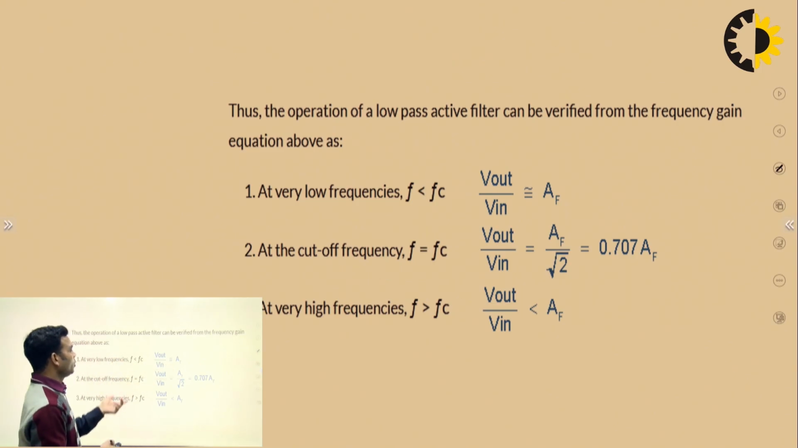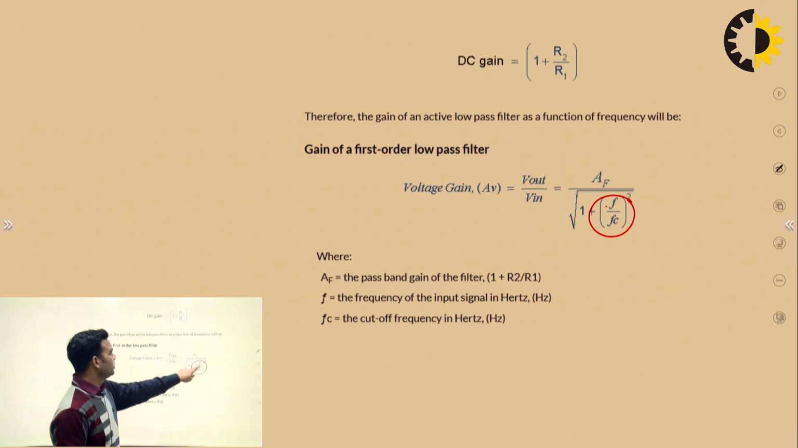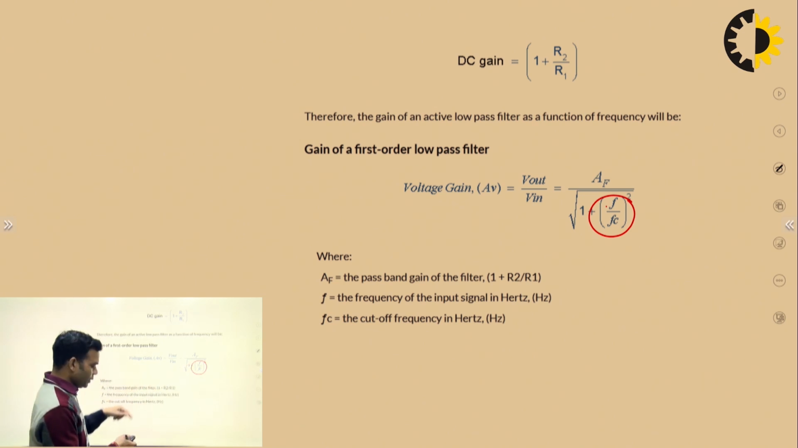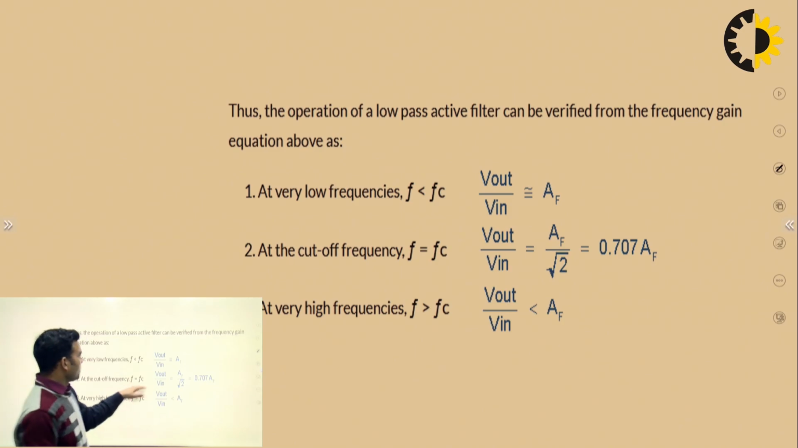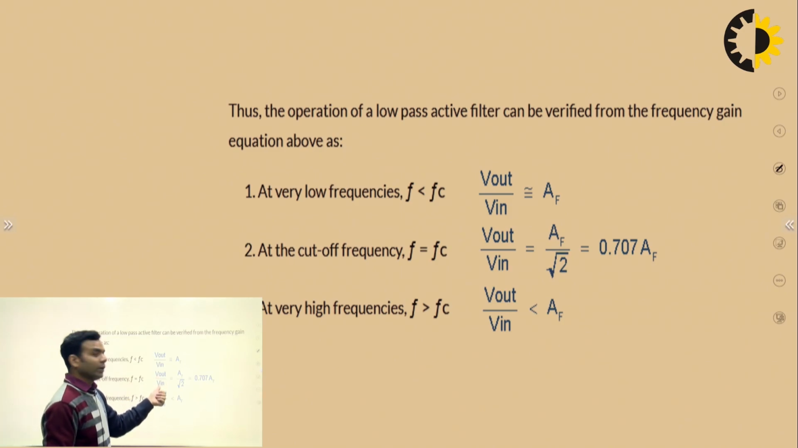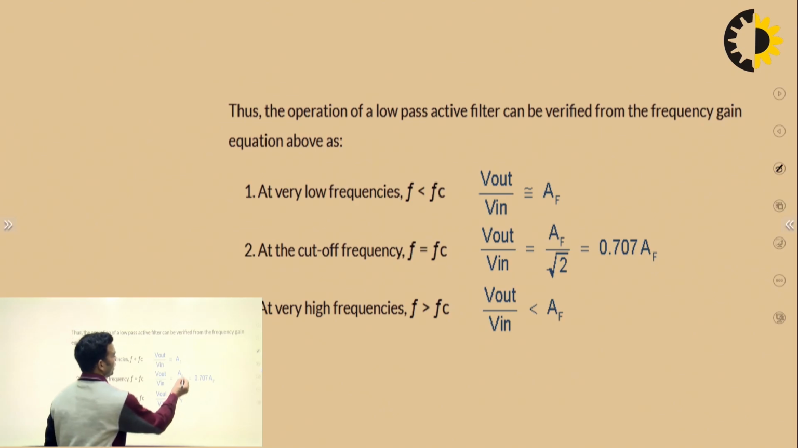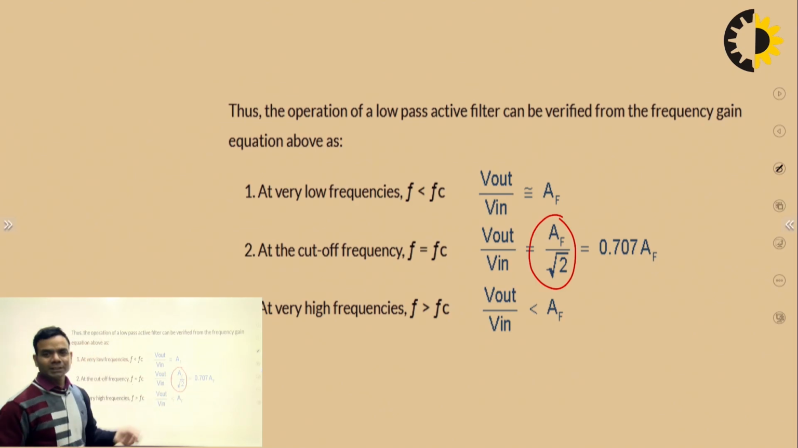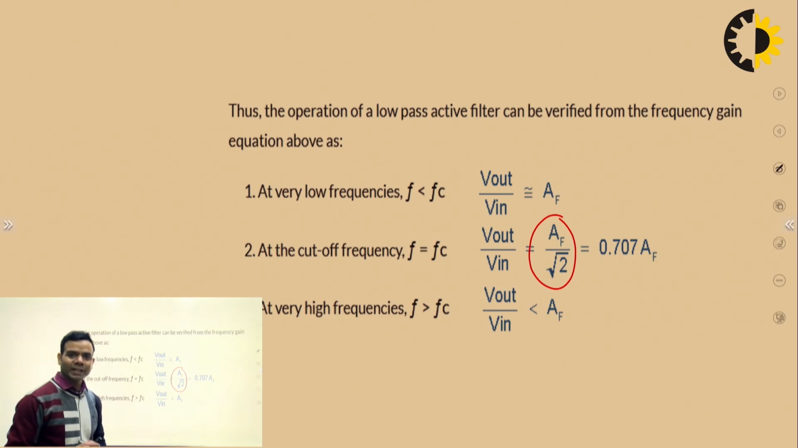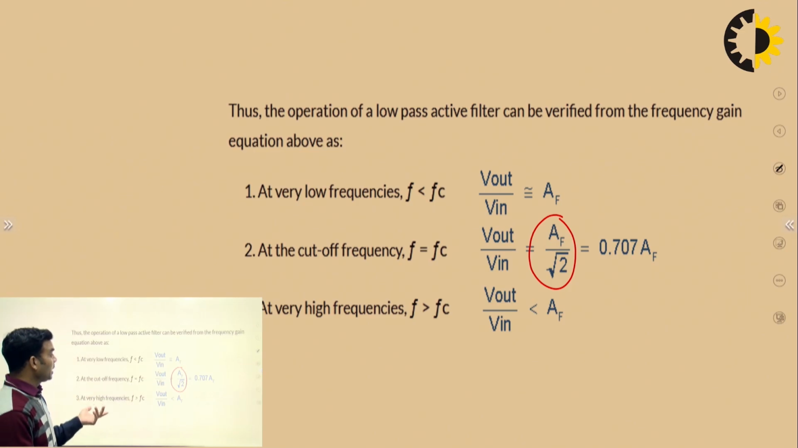At f equal to fc, these two will become equal, that means it will become AF upon root of 1 plus 1, that means root 2. So, at f equal to fc, Vout upon Vin will be equal to AF upon root 2, which is the cutoff frequency, where we have already seen that the gain becomes 1 by root 2 times the maximum. Now, at very high frequency, what will happen?